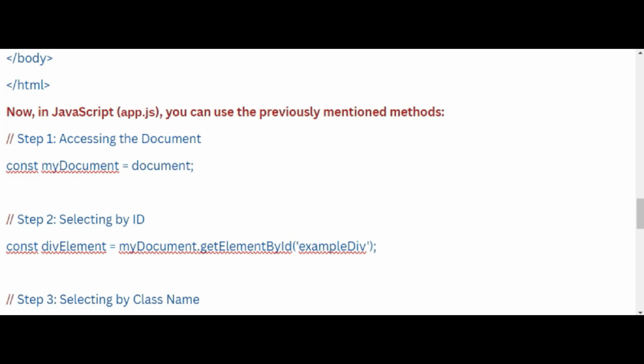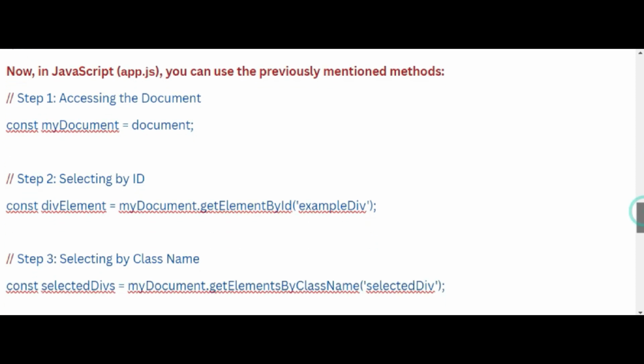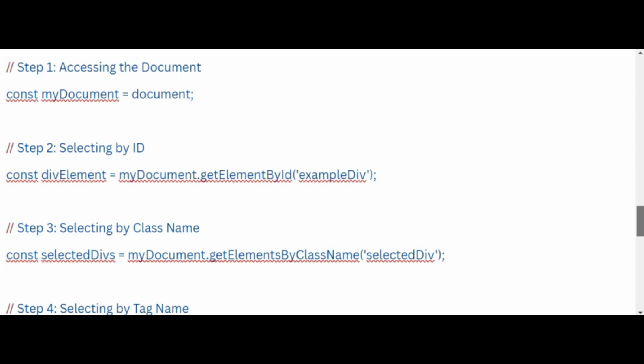Coming to step 2. This line uses the getElementById method to select an element with the id example div from the HTML document. The selected element is then assigned to the variable div element.